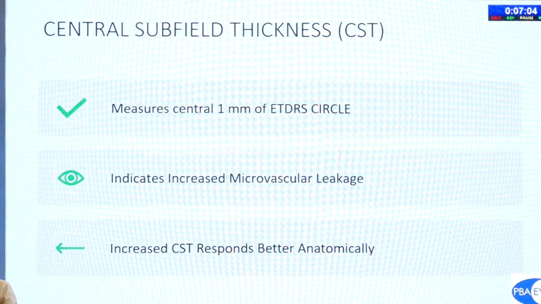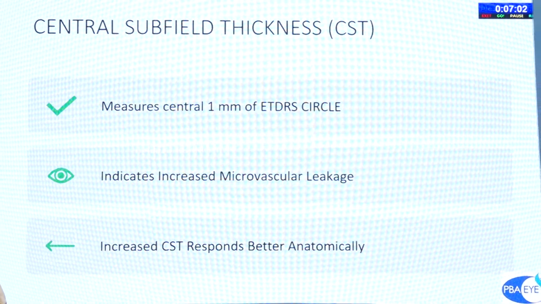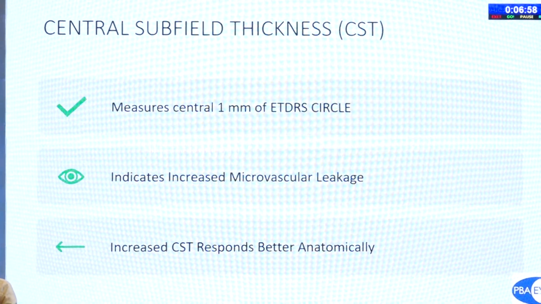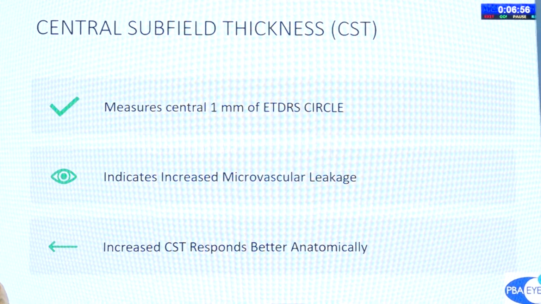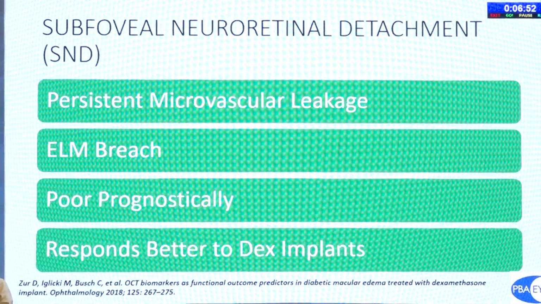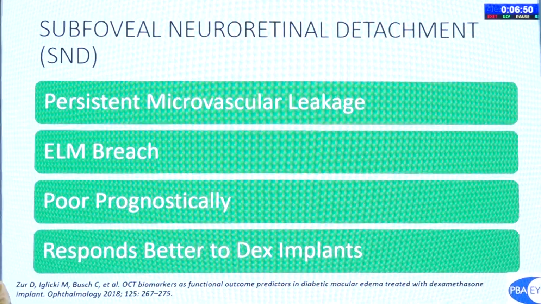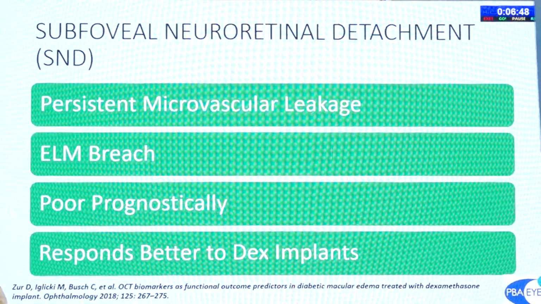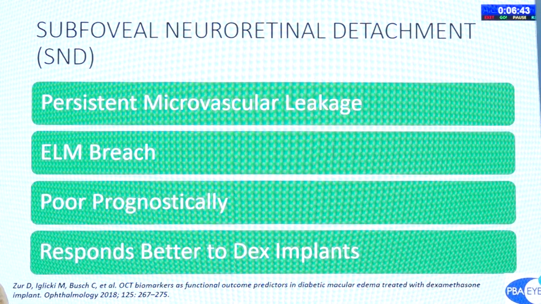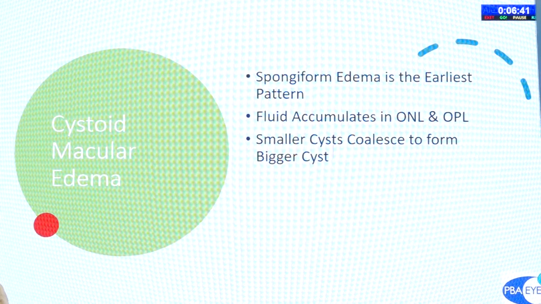First, most important and most commonly used is the central subfield thickness. This is the measured central 1 millimeter of the ETDRS circle and indicates increased microvascular leakage, and increased CST responds better anatomically. Then there is subfoveal neuroretinal detachment. Persistent microvascular leakage causes external limiting membrane breach, which is poor prognostically and responds better to dexamethasone implants.